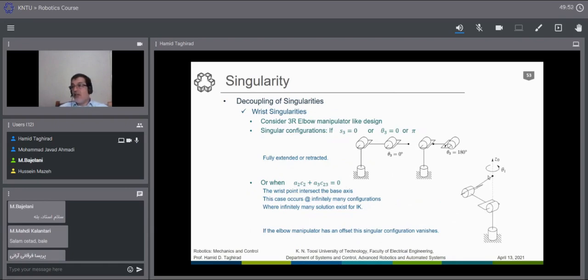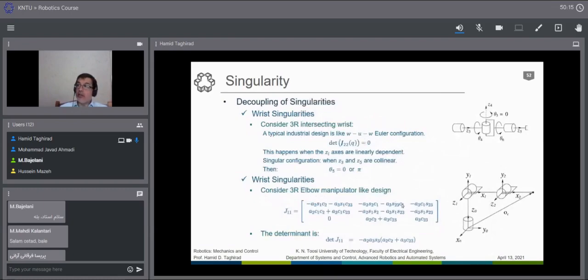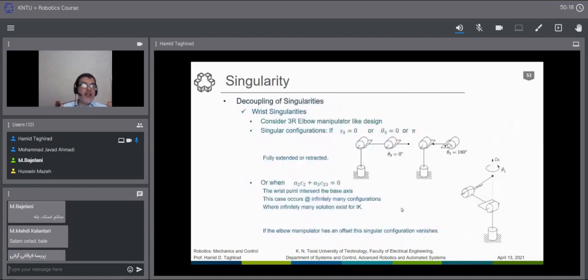And note that if the arm has some offset between the base and the angle that we have, which usually happens in many industrial manipulators, then this never happens and this singularity will be removed. These 2 types of singularities are the most significant part of the singularity, as you see, and usually we can consider that for many other manipulators as well.